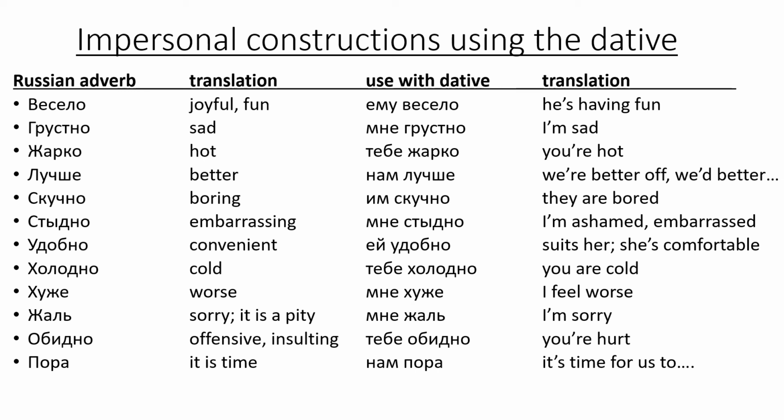Finally, пора means it is time. So to say мне пора or нам пора, it would mean it's time for us to do something. Мне пора уйти. It's time for me to go. Нам пора есть. It's time for us to eat.